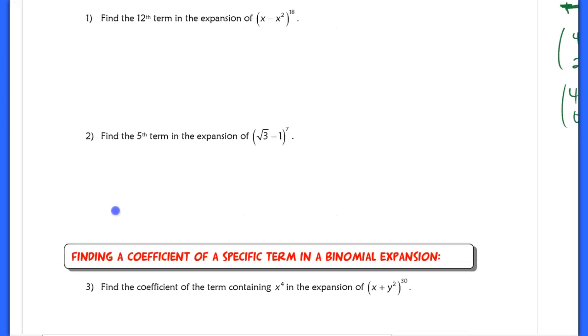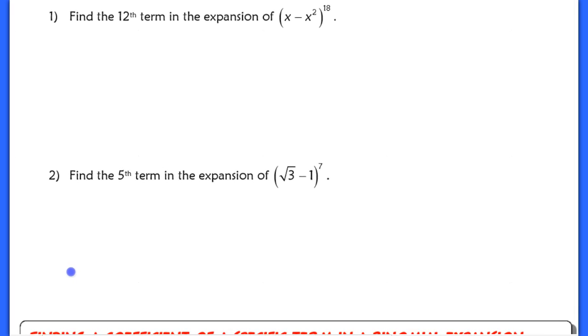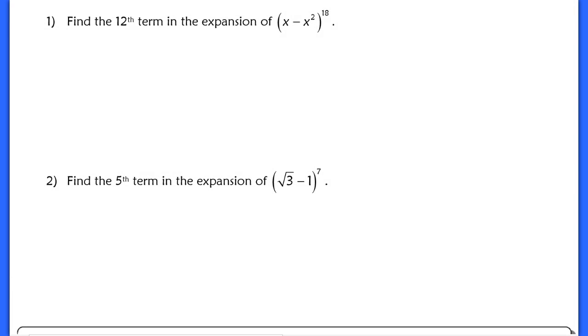Let's try to do that without even using a formula. We have: find the 12th term in the expansion of (x minus x squared) to the 18th power. Let's start with what we know. Since this is the 12th term, the binomial coefficient should be 18 choose 11. Now I'm going to use a and b for right now, and then we're going to substitute in. We would have a to the 7th power, because b has to be to the 11th power. This has to match this exponent. So we know that this is a to the 7th, b to the 11th.